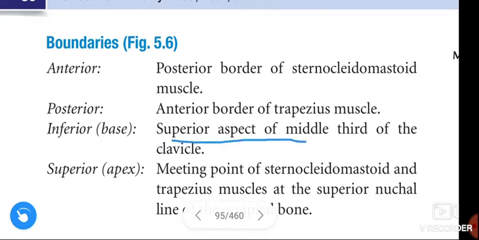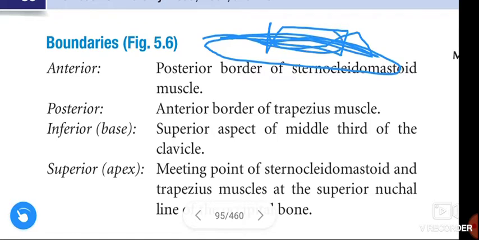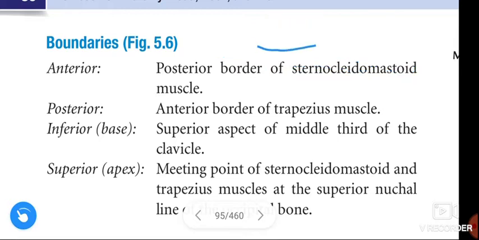Next, inferior or base: the superior aspect of the middle third of the clavicle. That means if you see, this is the clavicle, this is the superior aspect, and this is the middle third.